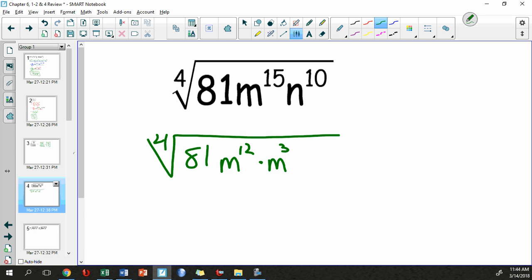Now go to the n. Is my power of 10 divisible by my root of 4? So what should that be broken down into? 8 and 2. Excellent job, guys.